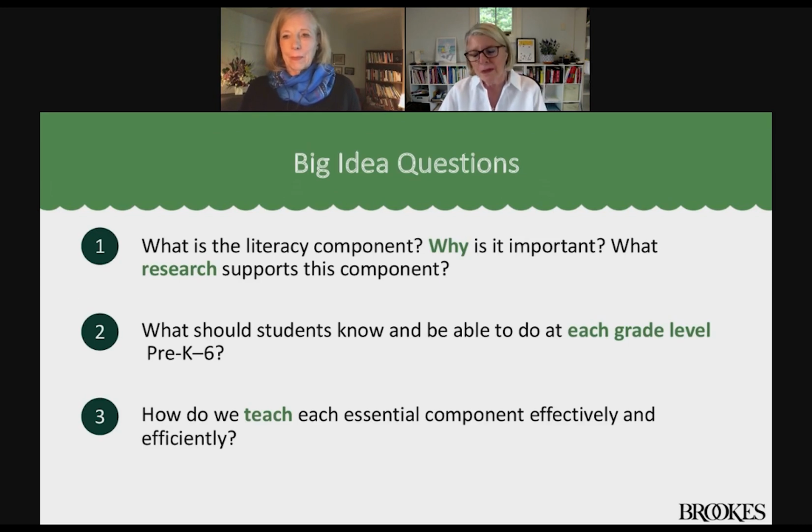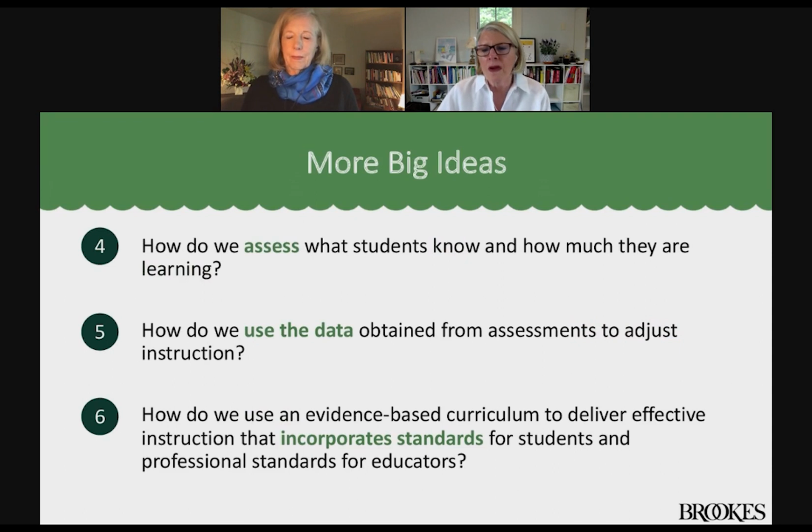So the book is built around some big idea questions. There's probably six of those. In every chapter, we talk about what is the literacy component that we're discussing, why is it important, and what does research say about the component. We talk about what students should know and what should they be able to do at each grade level in pre-K through 6. We talk about how to teach, and Marty's going to talk more about effective instruction and the how to teach, and not just the content for teaching. Next slide. A few more big ideas.